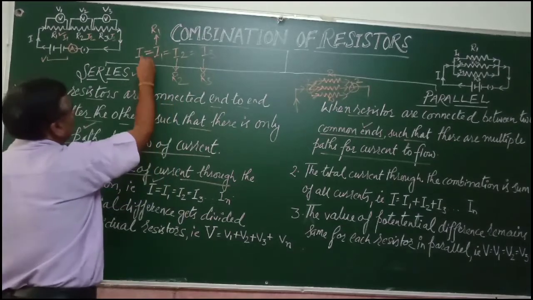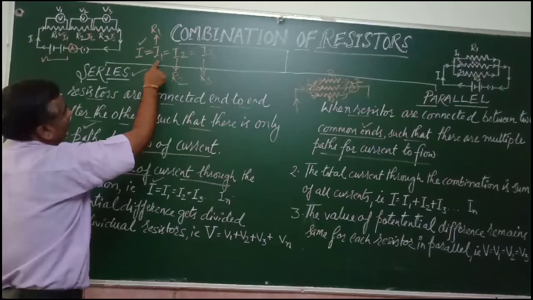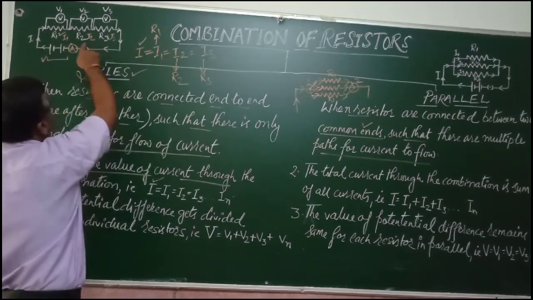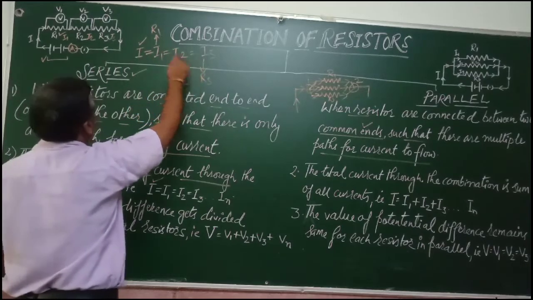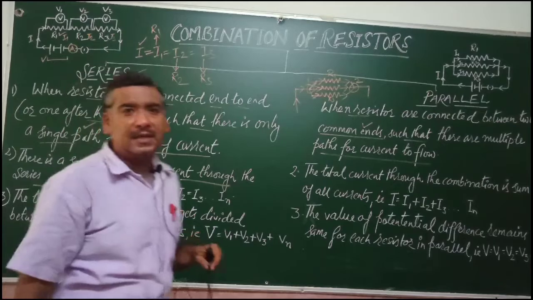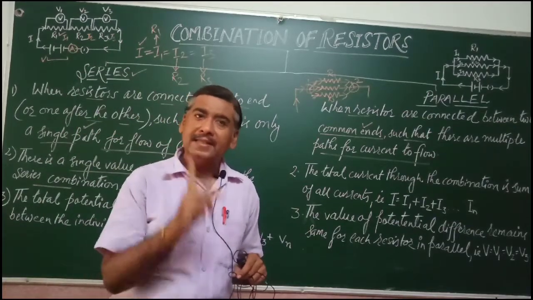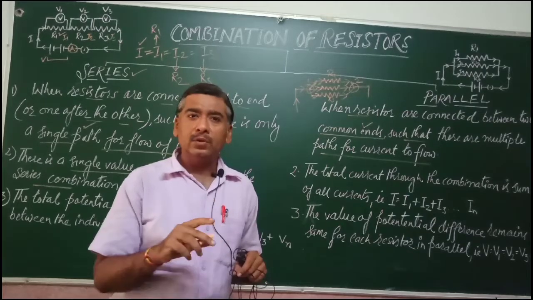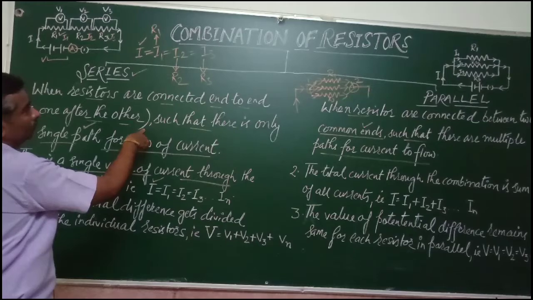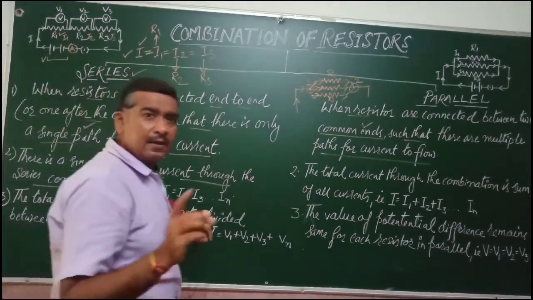So in series combination, the total current flowing in the conductor, which is I, is equal to I1 which is flowing through resistor 1, I2 which is flowing through resistor 2, and which is equal to I3 which is flowing through resistor 3. So if there are n number of resistors, In will be equal to I, that means there will be a single value of current flowing through each resistor, right. So this is the characteristic of current flowing through a series combination.